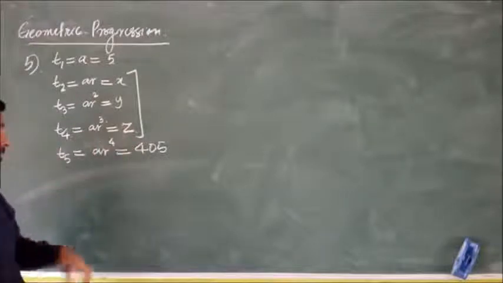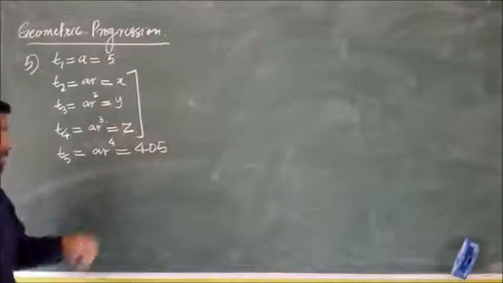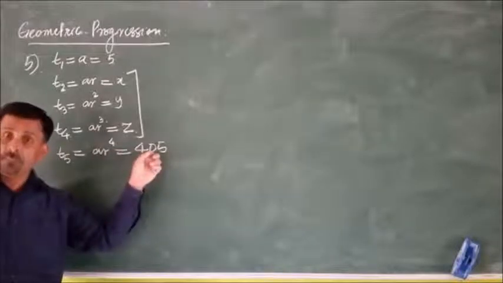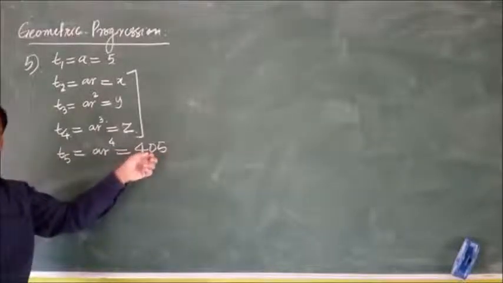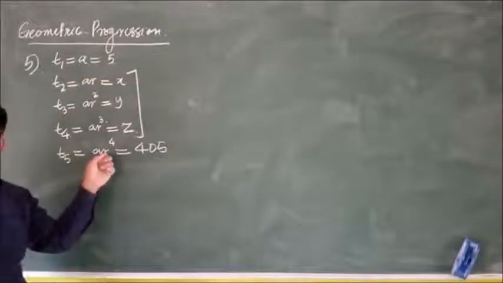Now finally we come to the last equation. In the last equation, the fifth term is also given. A is there, and R can be calculated.